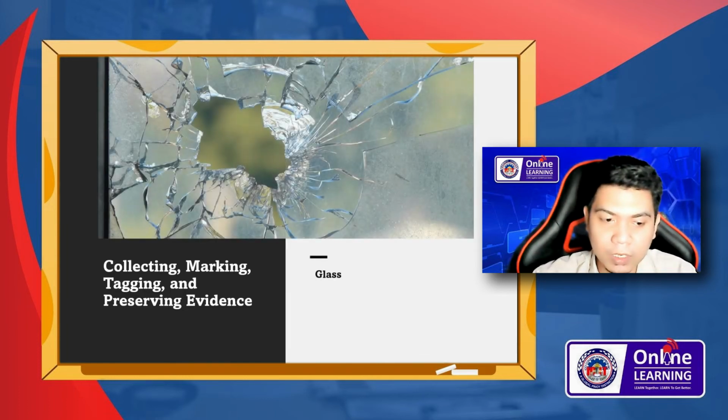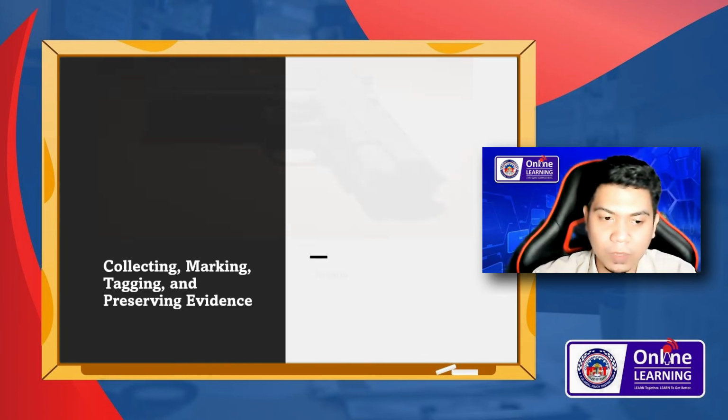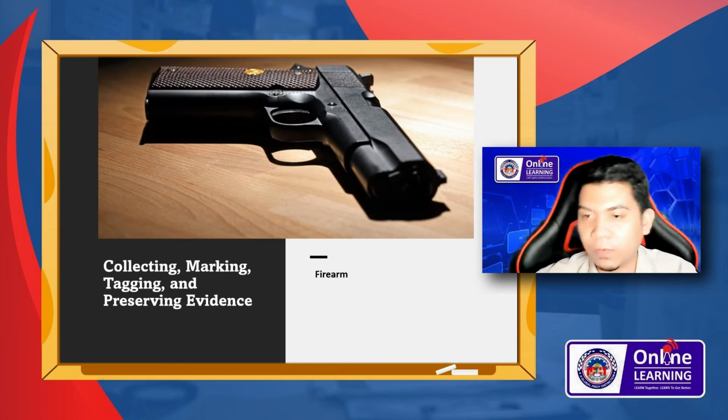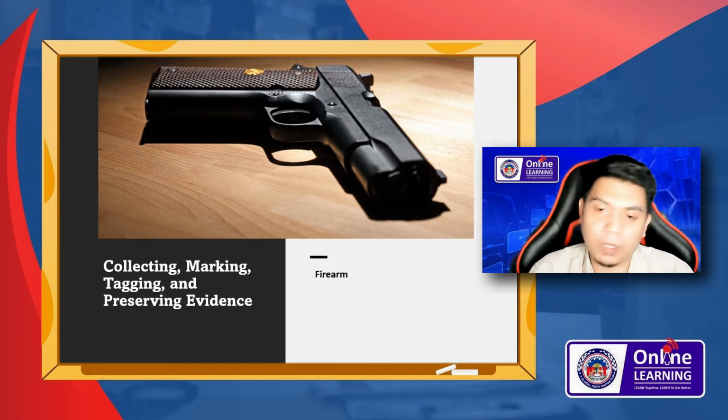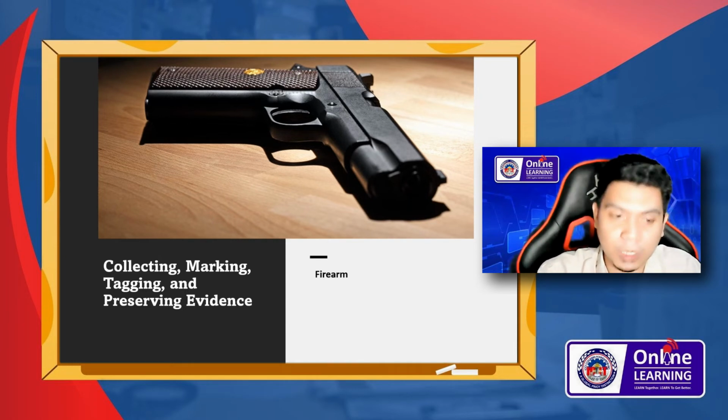Next one is the glass. Okay, so the next one is the firearm. So the firearm bullet, shotgun shell, shotgun pellet, and wad, explosive residue, and gunpowder patterns can provide vital evidence and a specific answer to possible question in the case.